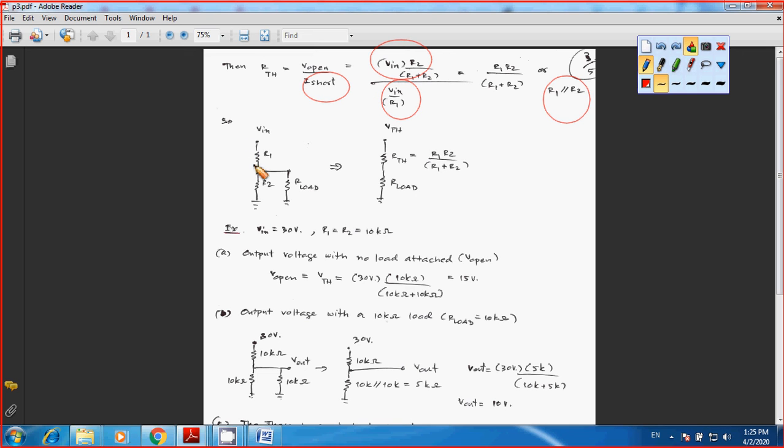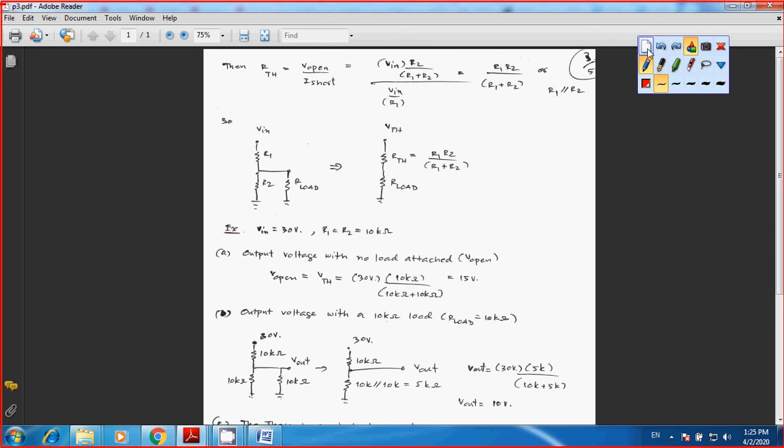By taking a look at the picture of the circuit, you have R1, R2, and you have R load. So you can draw the Thevenin equivalent circuit like this. You have VTH and you have RTH, which is R1 in parallel with R2, and you also have R load attached to the circuit.